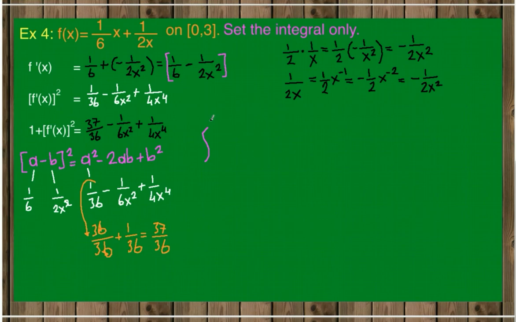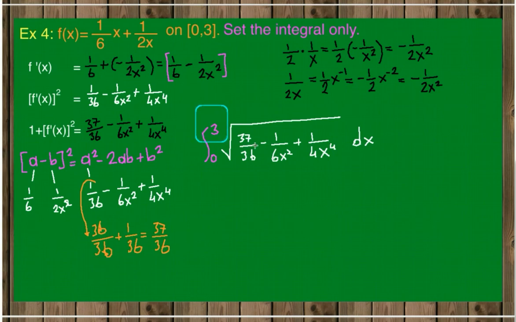Integral from a to b, in our case from 0 to 3, square root of 1 plus f prime x squared, which is 37 over 36 minus 1 over 6x squared plus 1 over 4x to the 4th, dx. So this is our integral to calculate the arc length of f of x. So this is our final answer for this question.